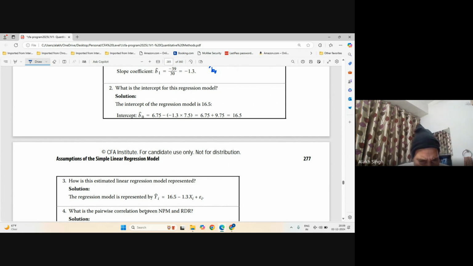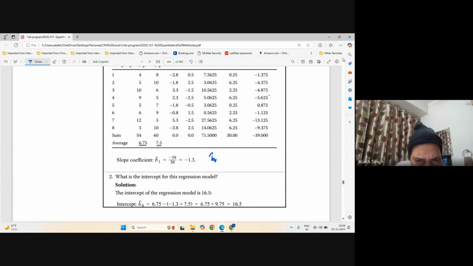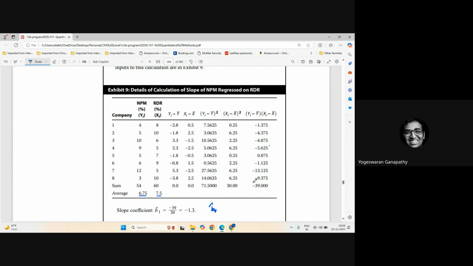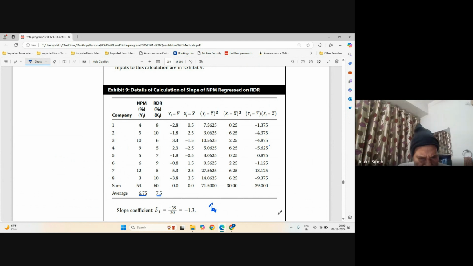What is the pairwise correlation between NPM and RDR? So you have this beta. Can you calculate correlation? Beta 1 is 1.3. Is there a standard deviation of X? It is not there. Has it been calculated? No, it has been given, but then you will have to divide it by 7, and then you can calculate a standard error. Actually, the 7 and 7 will get cancelled here.